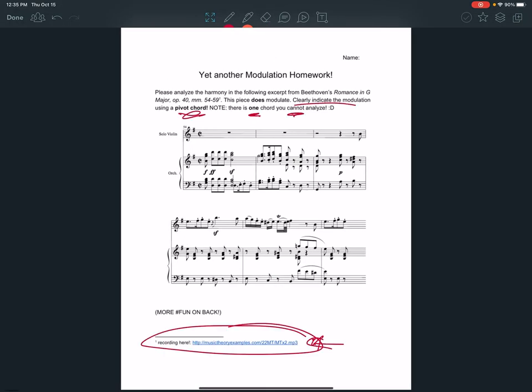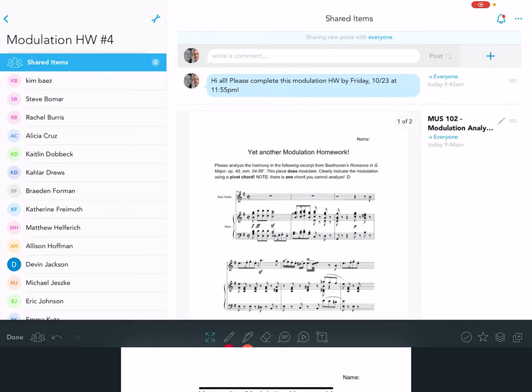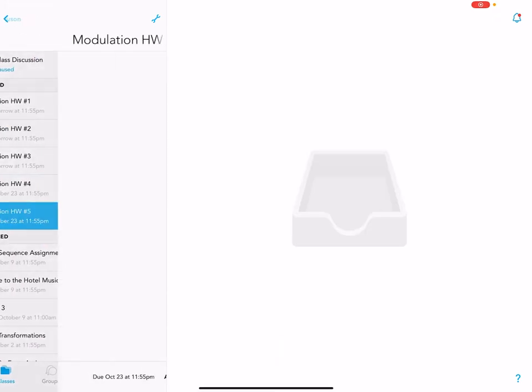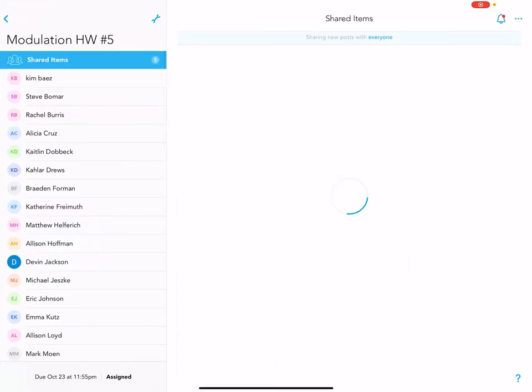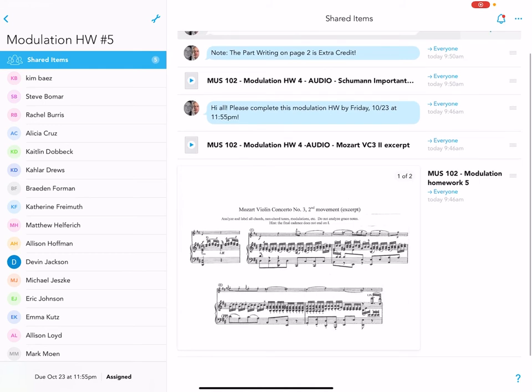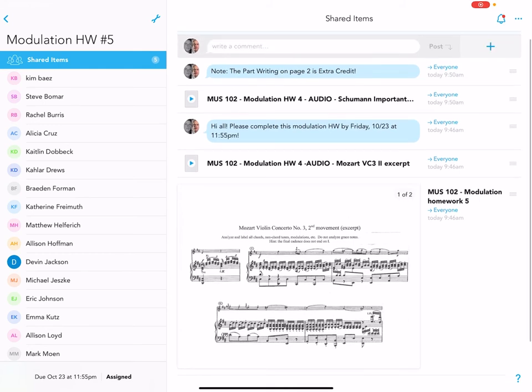Okay, so that's good. The other one you're going to do is this one. Let me pull it up here. It's modulation homework number 5. And this one's actually made by Professor Schimmel, so it looks a little bit different than mine. So a couple of things to note. One, on page 2, there's a part writing. It's extra credit. The reason is because he's presenting it in a way that I haven't presented part writing to you before. It's a very valid way to do it. It's just a different approach. And I want you to try it, give it a shot, especially if you're needing extra credit for the class. But just know that I'm not trying to throw something completely random at you.